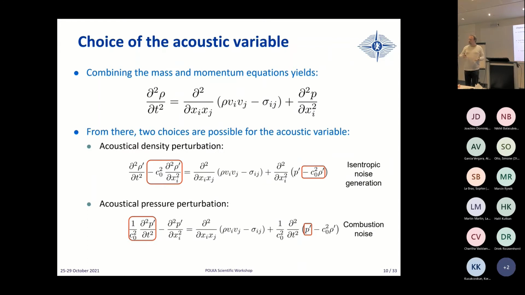Okay, so choices have to be made. Okay, and for a given class of problem, you might have a better choice for one or the other sort. For an isentropic noise generation, like a turbulent jet, this form and this form would be a priori just equivalent, because for an isentropic process, this term will anyway be negligible over this one, and then they turn out to be actually equivalent.